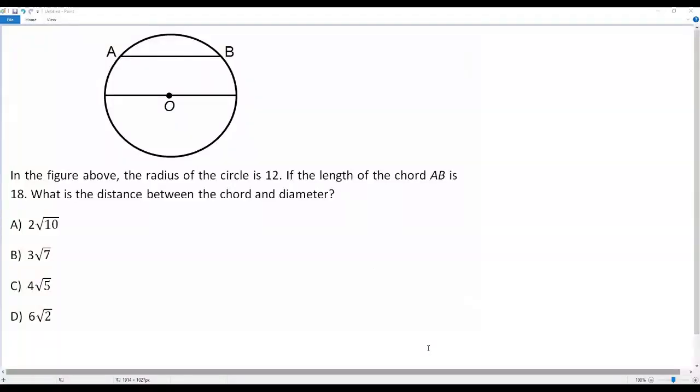Here we have a SAT math problem. Okay, let's go to the question. In the figure above, the radius of the circle is 12. If the length of the chord AB is 18, what is the distance between the chord and diameter?